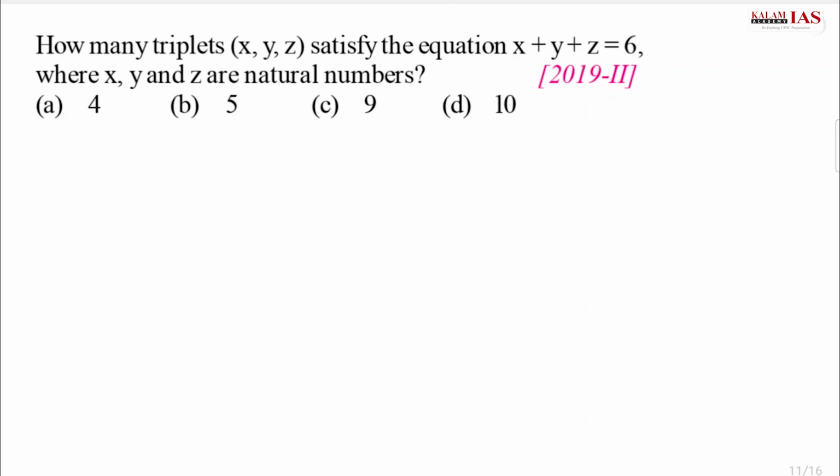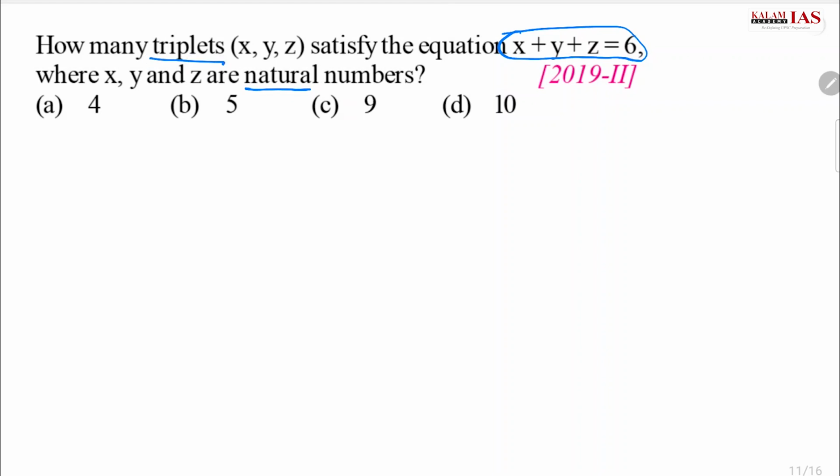I hope everyone has attempted the question. It says how many triplets satisfy the equation x plus y plus z equals 6 where x, y, z are natural numbers.